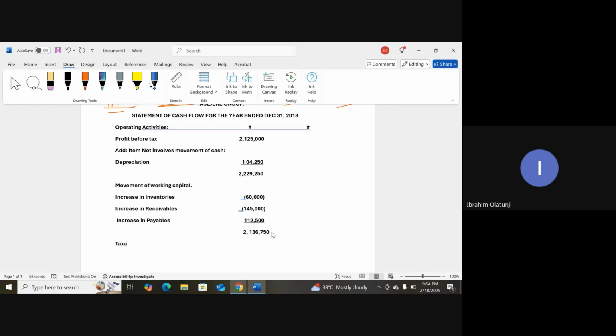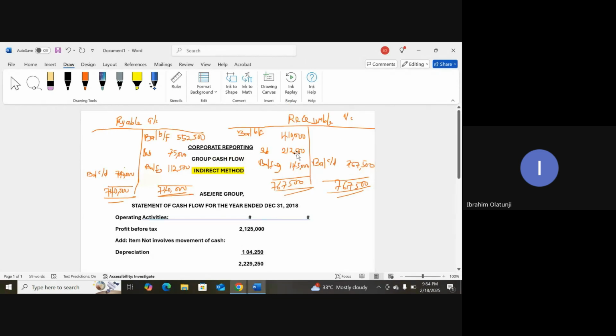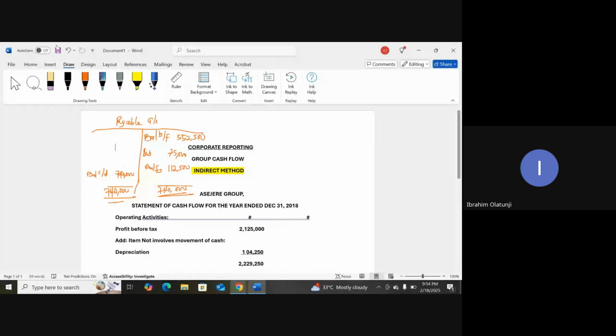Taxation. That is the tax paid, the tax that we paid. So then that one also, let me remove this one. Then we can now do the working for the taxation account.